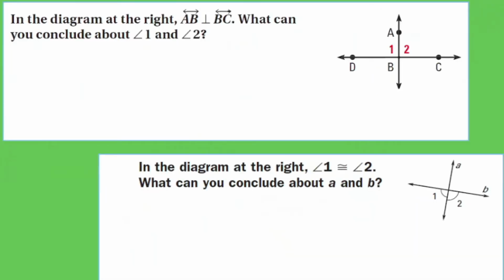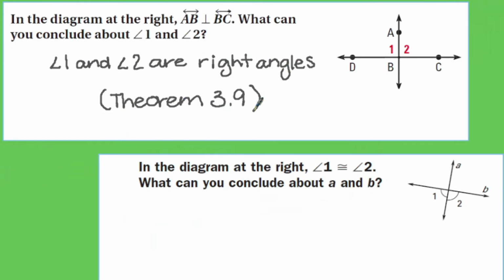In the diagram at the right, we have perpendicular lines. What can we conclude about angle 1 and angle 2? Which theorem would apply in this setup? The given part is that we have perpendicular lines, so that would have been Theorem 3.9. If two lines are perpendicular, then they intersect to form 4 right angles. So what can we conclude? The conclusion is that angle 1 and angle 2 are right angles by Theorem 3.9.